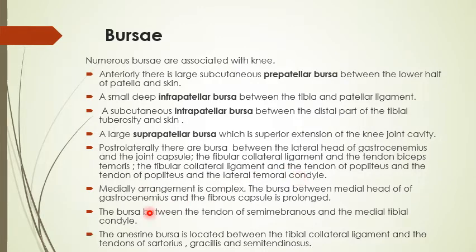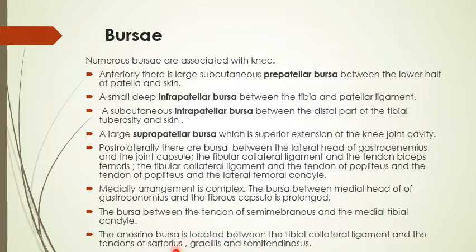Medially the arrangement is complex. A bursa between the medial head of gastrocnemius and the fibrous capsule is prolonged. There is a bursa between the tendon of semimembranosus and the medial tibial condyle. These muscles are all around the knee joint, so their tendons underneath have bursae, like semimembranosus, popliteus, and the other muscles.